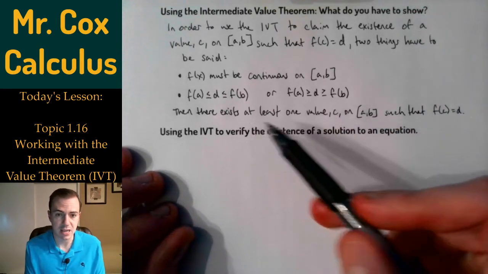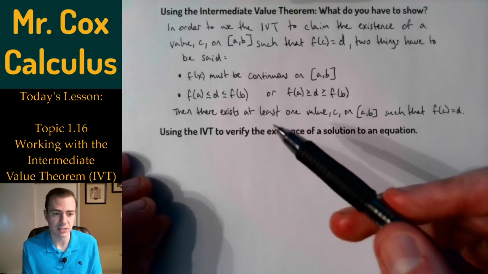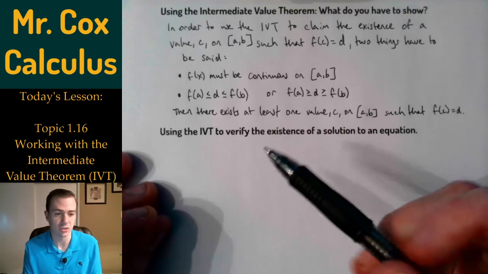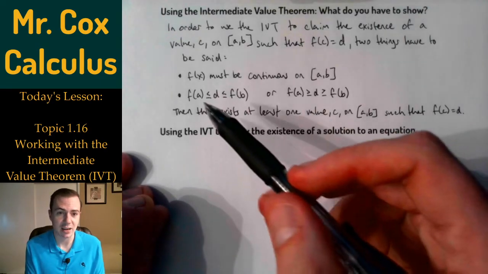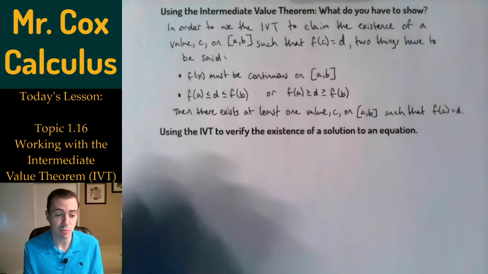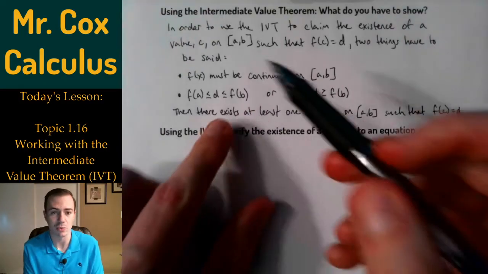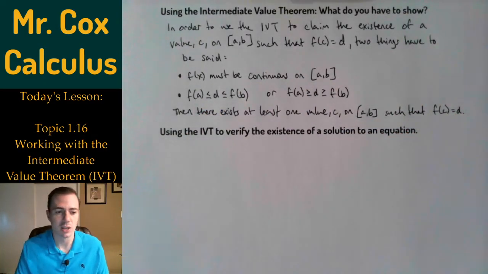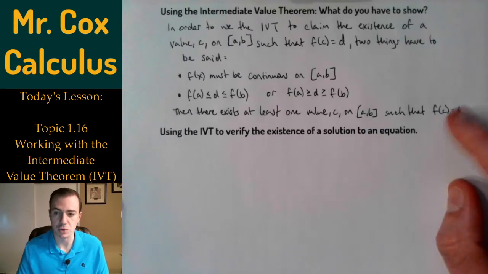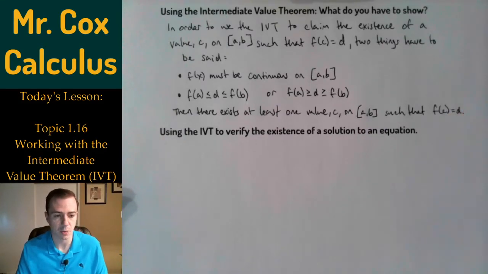And again, it guarantees at least one value. It doesn't guarantee only one value. It also doesn't guarantee multiple values. It just guarantees that in order to go from f of A to f of B, you have to go through every value, which if D is in between f of A and f of B, then that means that somewhere you had a function value that puts you equal to D, and that's what this is saying right here. So it guarantees at least one value, but that's all you can really say about it.